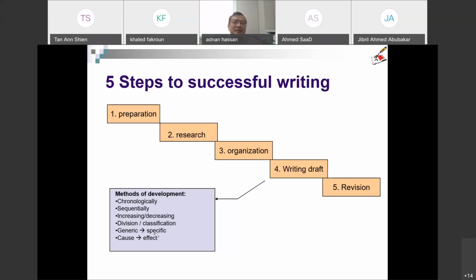I think generic and specific you know now, right? Generic and specific. You start with something general and you slowly go down to the specific, to the focus. So increasing and decreasing could be related to generic and specific.